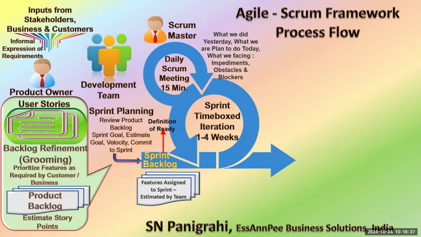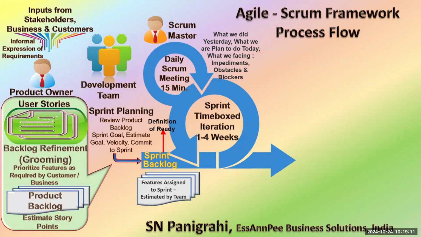Here we are not discussing the more details of the status or the progress. Because it's a very short meeting, we are discussing only three things. What we did yesterday, that is the status. What we are going to do today. And the third one is what obstacles, impediments and blockers are there, so that the Scrum Master tries to eliminate those things.